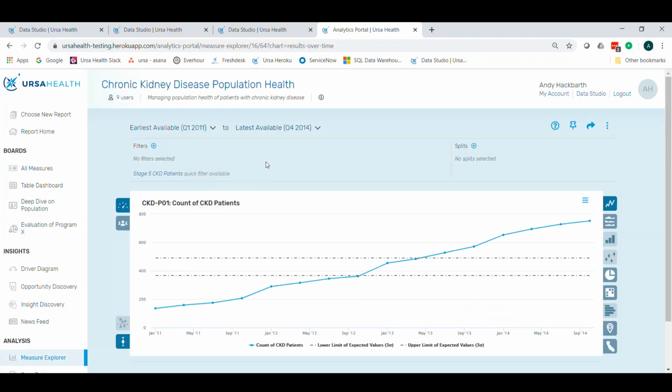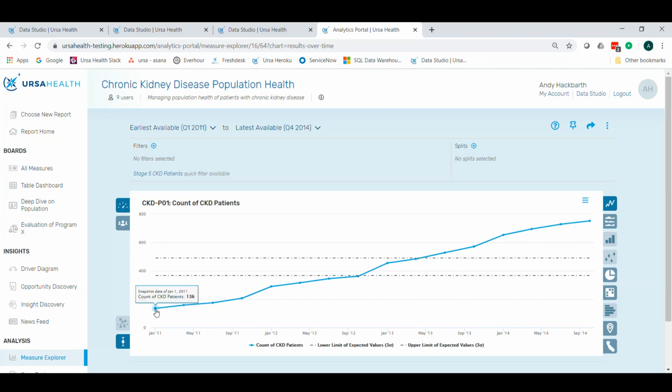So I'm back in the report here. This is this count of CKD patients, and you can see here, this is a growing population of patients, but these numbers here, 136, 159, 175, these represent the patients who met the inclusion criteria of having CKD as of these snapshot dates. So it's relatively small here, but this is the January 1st, 2011 snapshot date. This is the April 1st, 2011, July 1st, 2011. So this is a quarterly report.